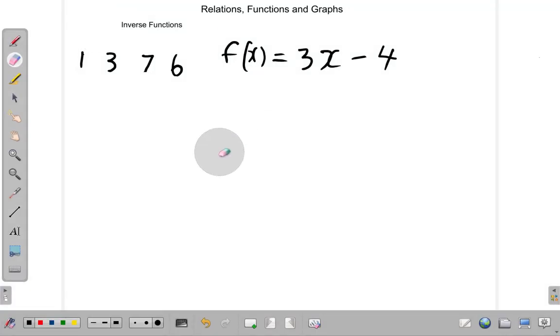Let's continue looking at the inverse function on the relation functions and graphs. Now, we're going to see that a function and its inverse can be used for encryption and decryption, for encoding and decoding. What I have here is a function f of x equals 3x minus 4. And these numbers represent the PIN number to access your ATM card.